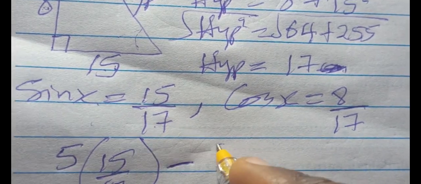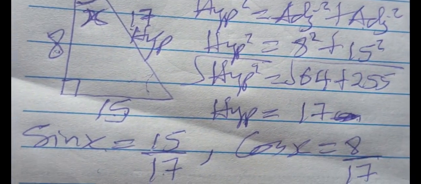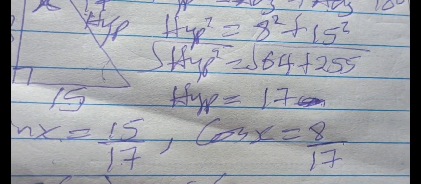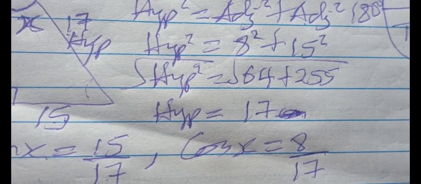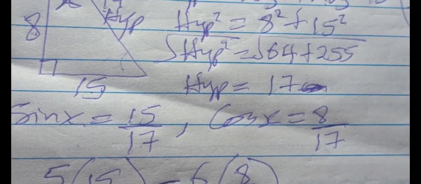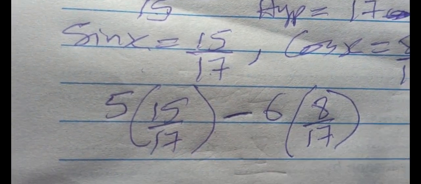We have minus 6 into, now we have our cos x. Cos x means 8 over 17. So we have 8 over 17. Now we close it up over there. So we have inserted everything we have here, which means that we can now solve this.